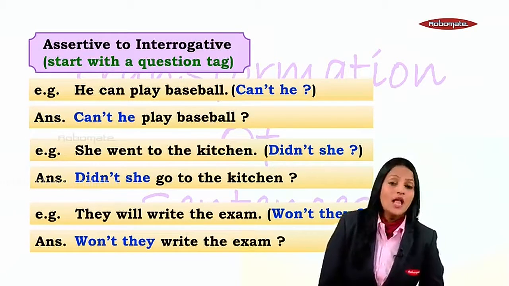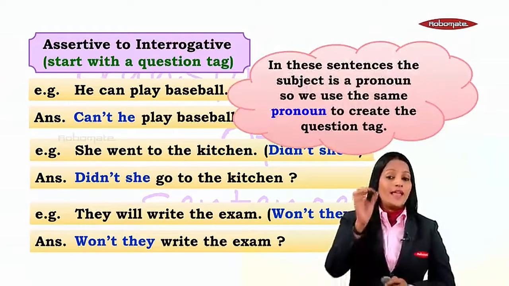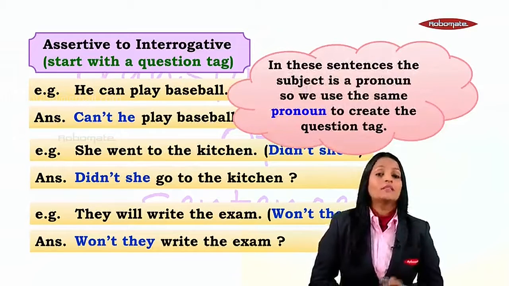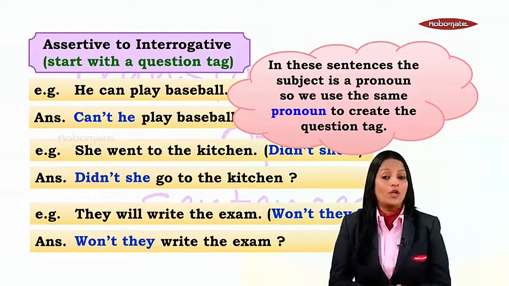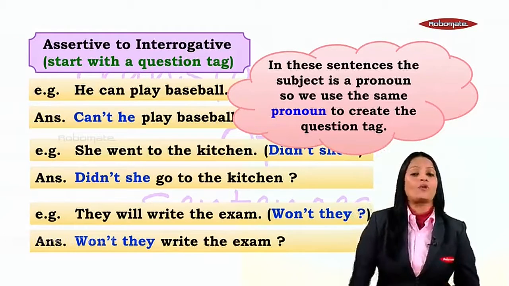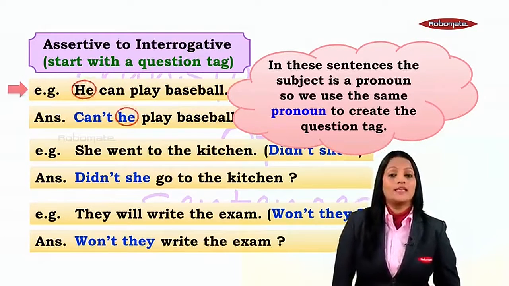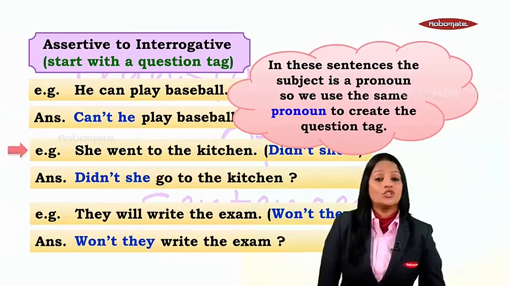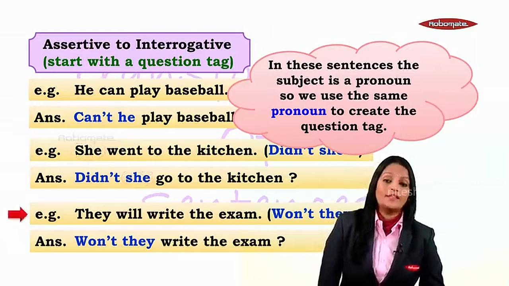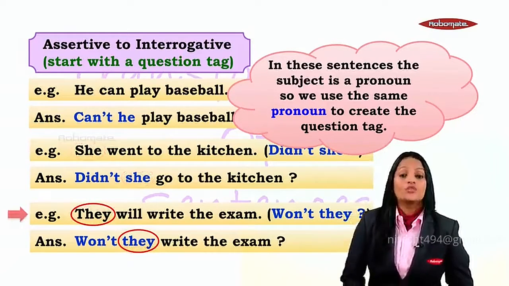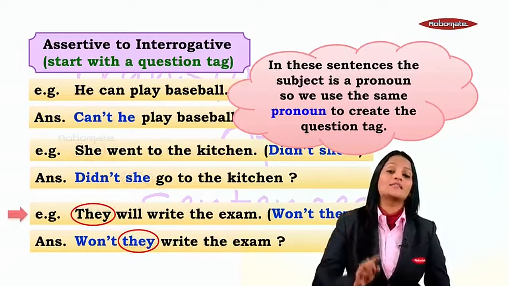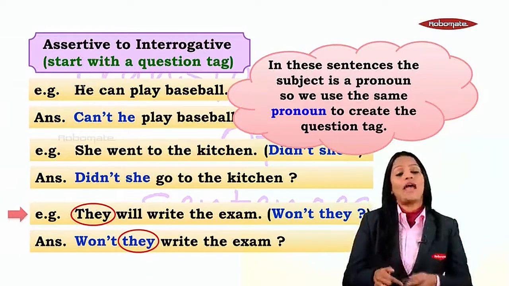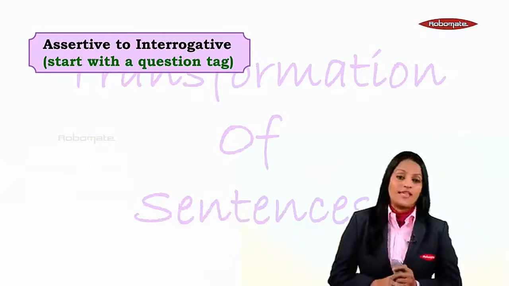Students, very important. Here we can see that everywhere we are using a pronoun, okay? The subject is a pronoun. So, we use the same pronoun to create the tag. In this case, it is he. Okay? In the next one, it is she. And the next one, it is they. So, the given sentence has the pronoun. Therefore, we make it into a question tag and we use the same tag to create an interrogative sentence.